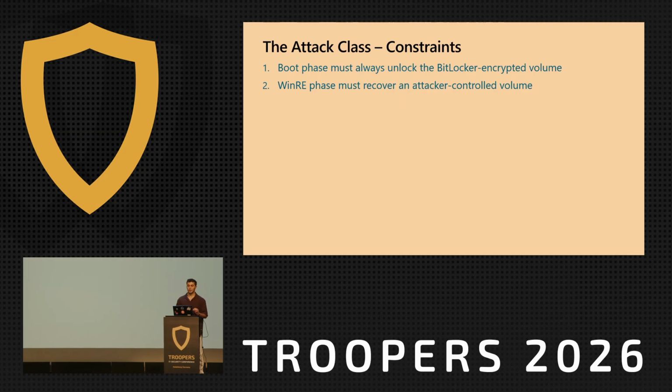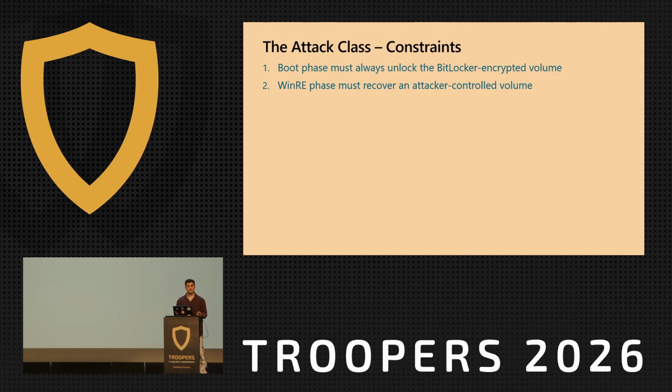Now, there are two important constraints that must be met for this attack to work. The first constraint is that the boot phase lookups must always unlock the BitLocker encrypted volume. No matter what happens, they must unlock it so that we have access, so that WinRE has access, right? If they don't, it's game over. No matter what we find, we don't have access to the BitLocker secrets because they're locked.